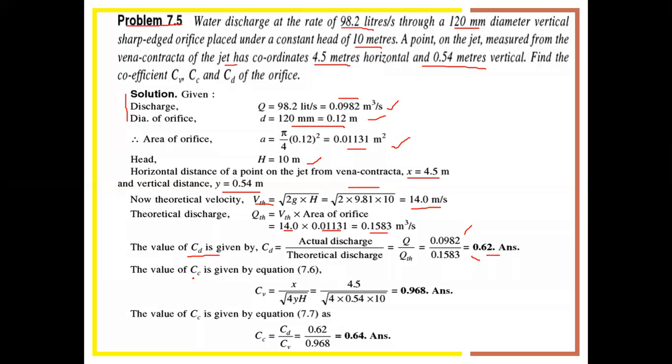Then the value of CV is given by X divided by root of 4YH. That is 4.5 divided by root of 4 into 0.54 into 10, which gives 0.968. The value of CC is given by CC equals CD by CV, that is 0.62 divided by 0.968, that is 0.64. So we got CV, CC and CD as well. These are very simple problems based on direct formulas.